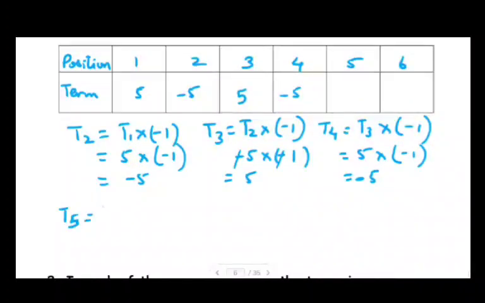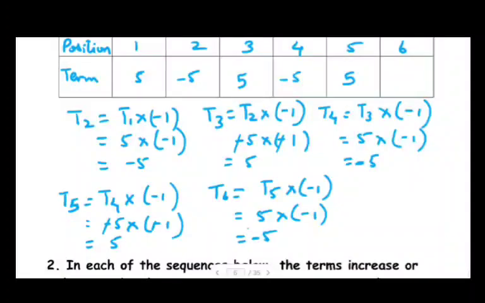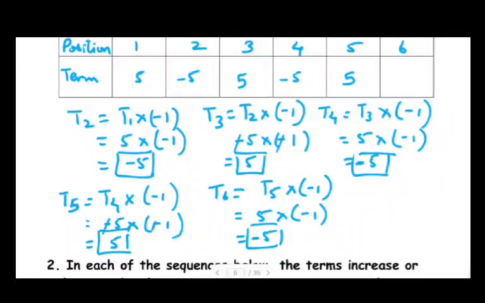T5 is equal to T4 into minus 1. Again minus 5 into minus 1. Minus minus get cancelled, and the answer is 5. T6 is equal to T5 into minus 1, which is equal to 5 into minus 1, again minus 5 for an answer. Box. Create a box around your answer so that they are easy to identify.